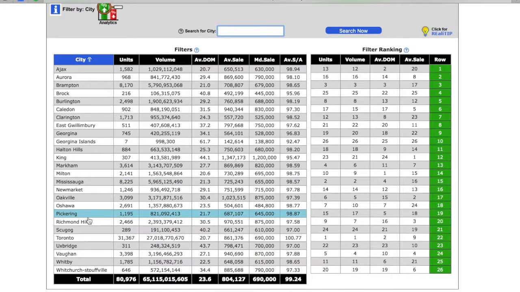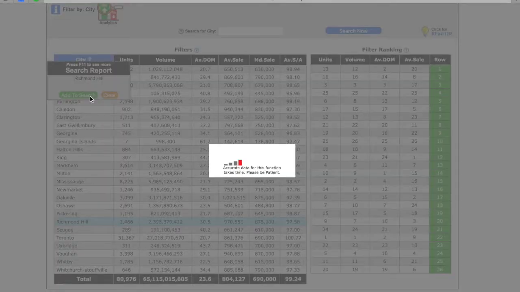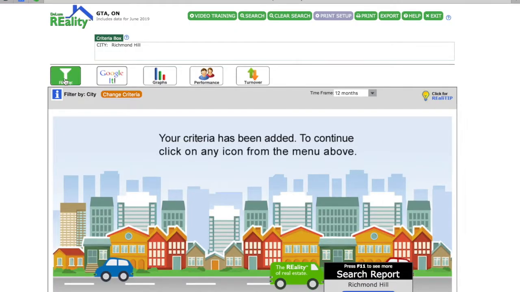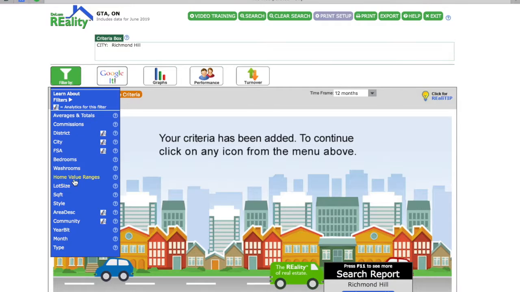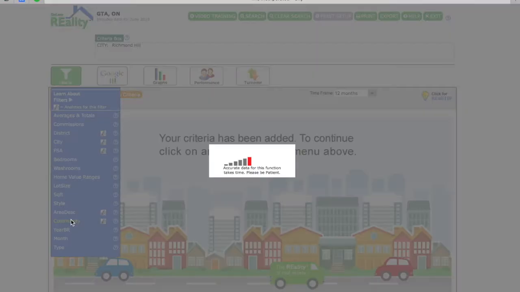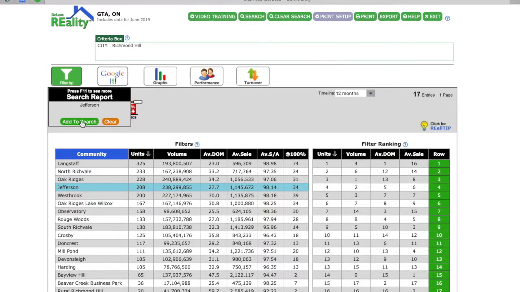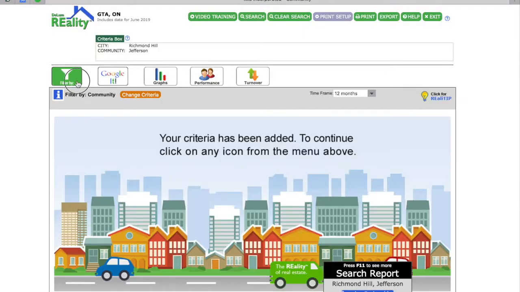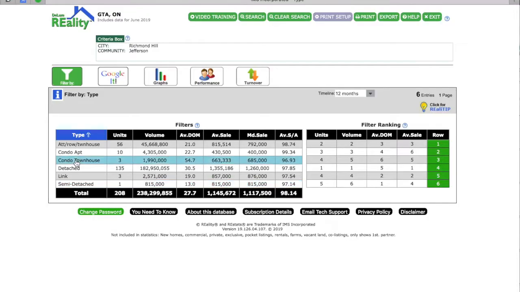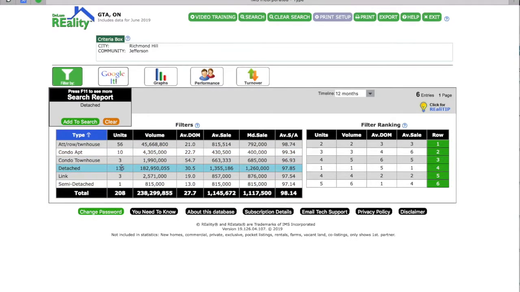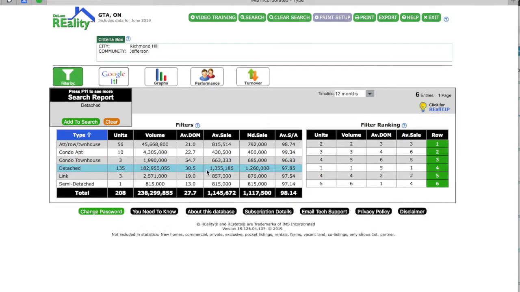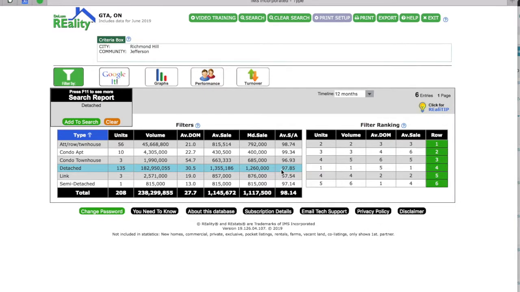So let's just pretend in this demonstration the house is in Richmond Hill, and it's not a one size fits all. So we're going to narrow this down and maybe go to community. If it's, for example, in the Jefferson community, then we would narrow it down to Jefferson and maybe get to the type of house, right? So you can see that there were 135 houses sold, and the average days on market is 30 days. This is the average sale price. This is the median sale price and the average list to sold ratio. We go through all these things.